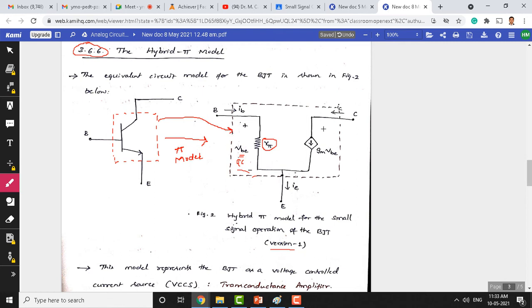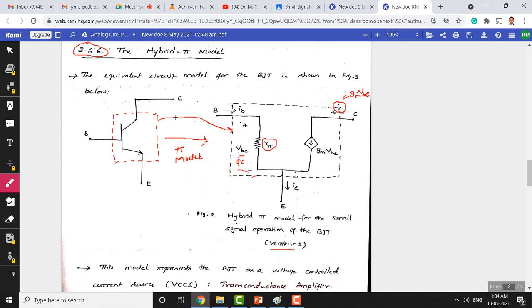The current flowing here can be called IC, which is equal to Gm times VBE, where this is the small signal VBE. This VBE is nothing but the voltage which is applied here. The reason we call this a dependent current source is that the current here can be altered by changing the base emitter voltage. In another way, the current flowing here is directly proportional to the base emitter voltage applied over here. That is why this is a dependent current source.